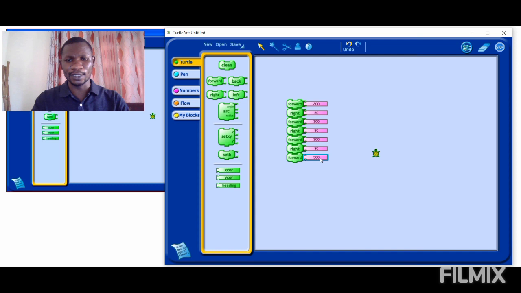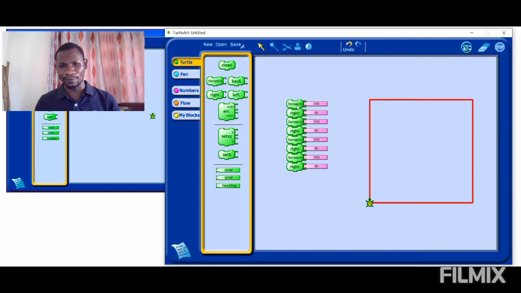Here I have right 90 and then forward 300 pixels. Make sure you don't write more than four. I have made more than four. That is why I'm just removing one forward. So when you double click here, you have now a full square, a square with four sides and four angles, and those sides and those angles are all equal.